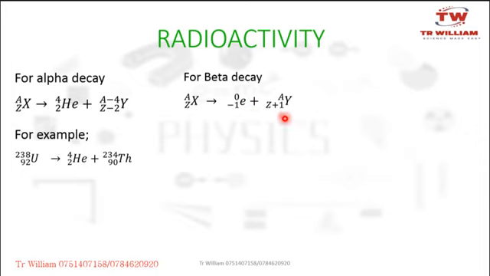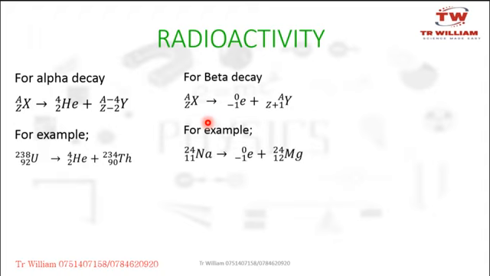So that's why you see that the atomic number has been increased, because if we add this atomic number with this atomic number, you realize we shall go back to 0. That's how a beta decay occurs. You can as well look at an example.